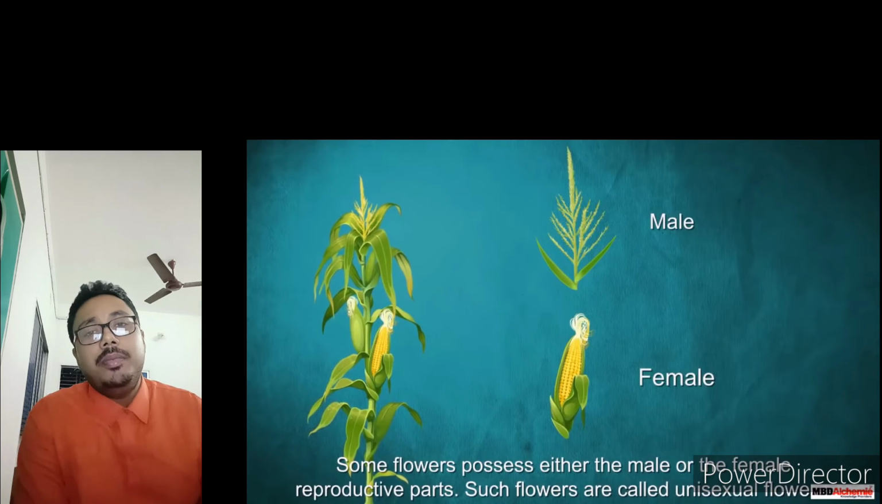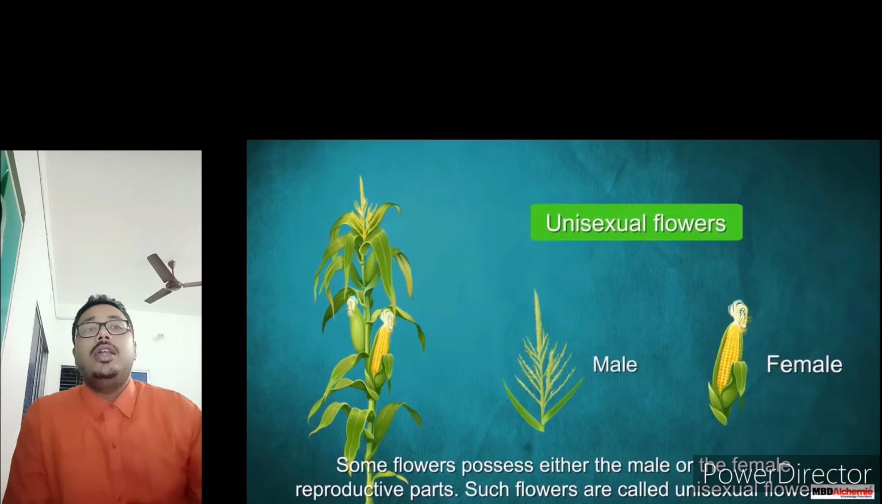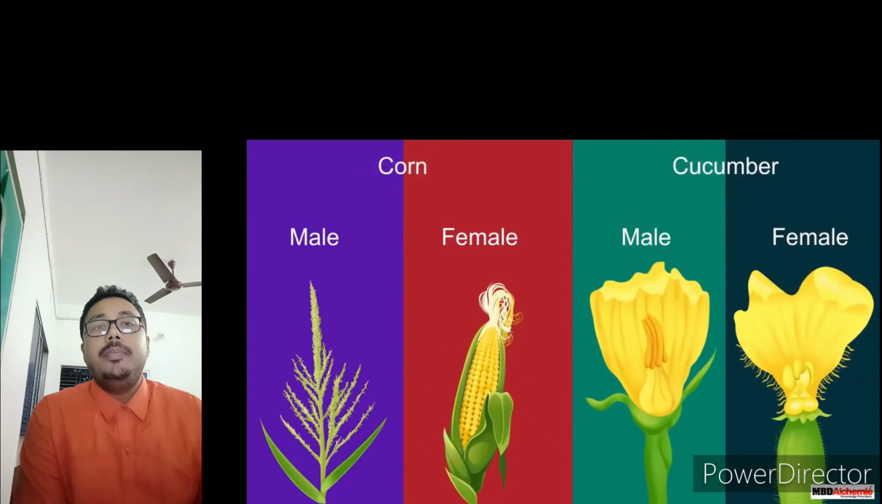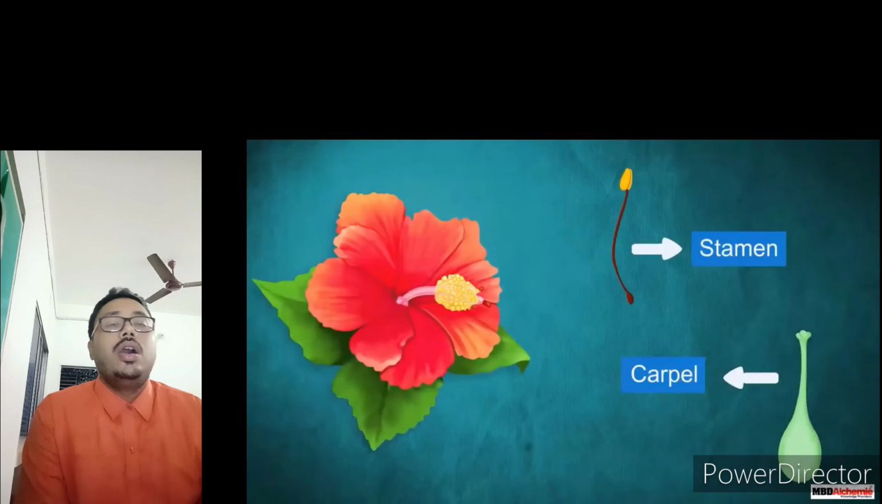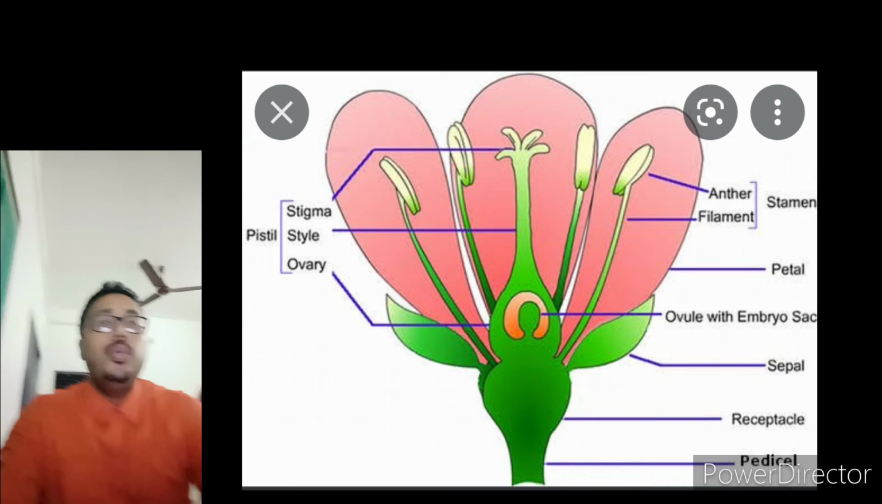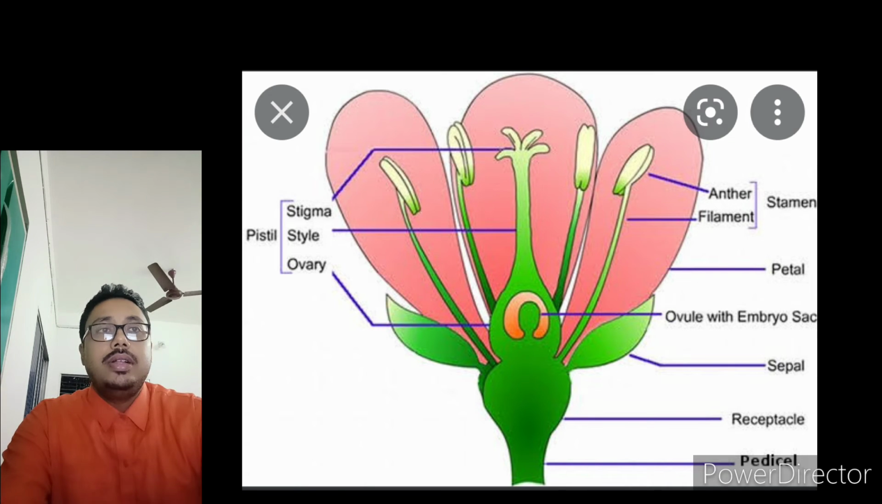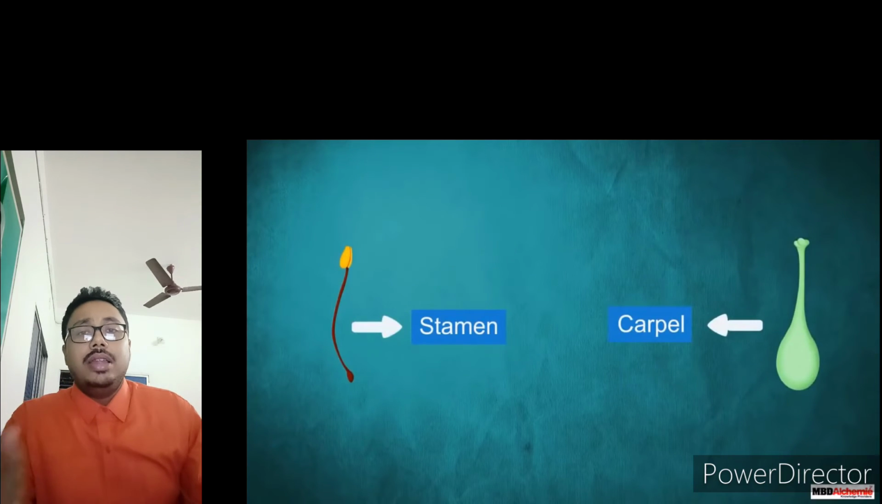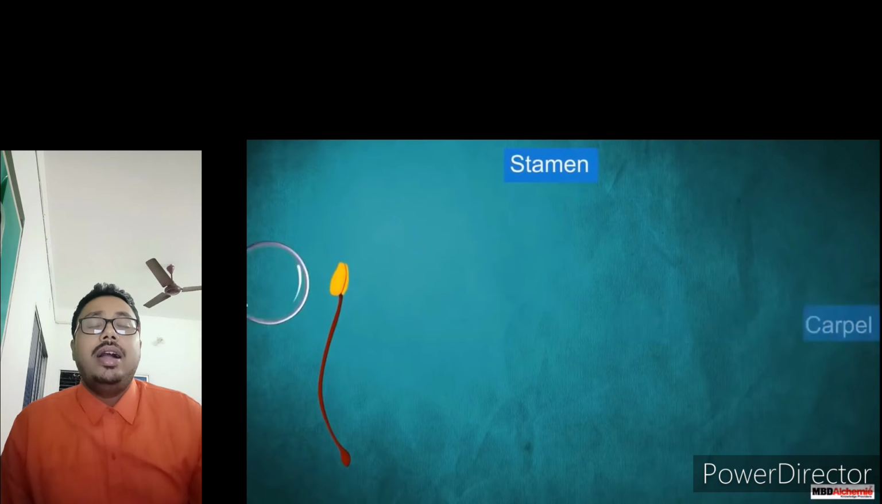So apart from this, the flower has different parts. The colored part is called petals, and the green part is called sepals, and you can see all other parts like pedicels. Then we can see receptacles. So I will move to the main part.